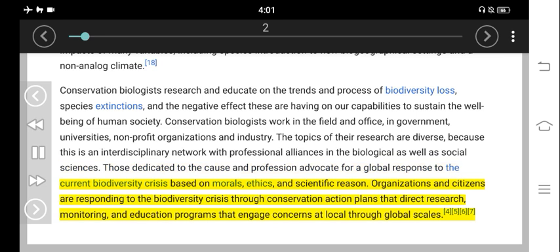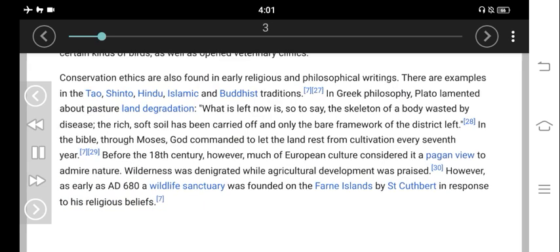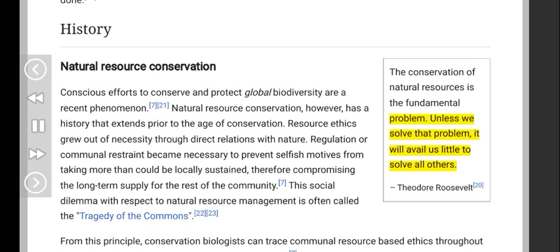Organizations and citizens are responding to the biodiversity crisis through conservation action plans that direct research, monitoring, and education programs that engage concerns at local through global scales. "The conservation of natural resources is the fundamental problem. Unless we solve that problem, it will avail us little to solve all others." Theodore Roosevelt. There is increasing recognition that conservation is not just about what is achieved but how it is done.